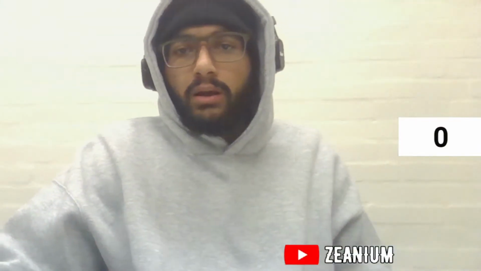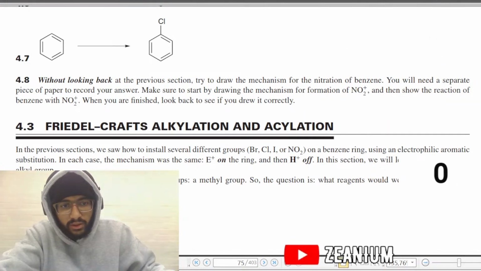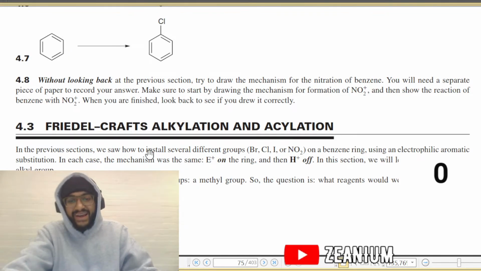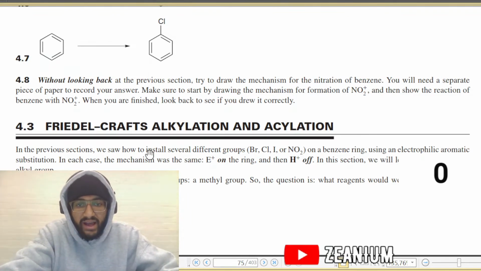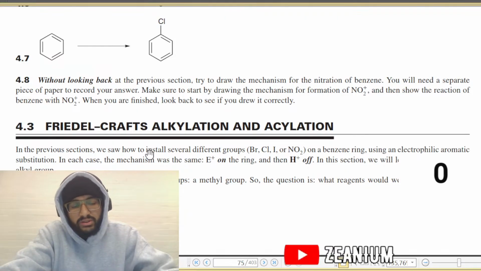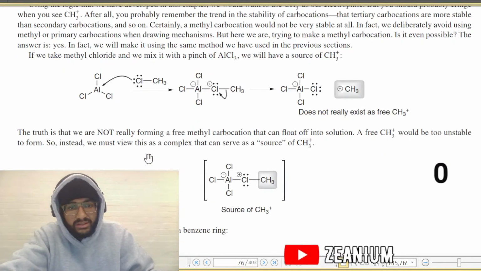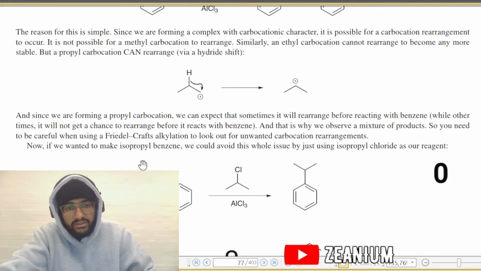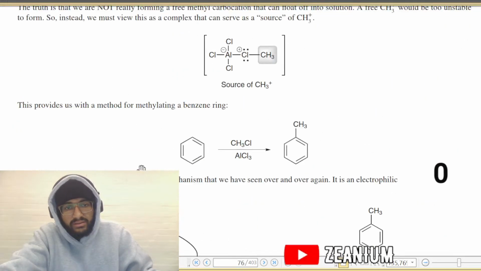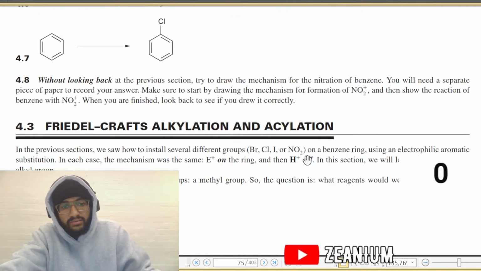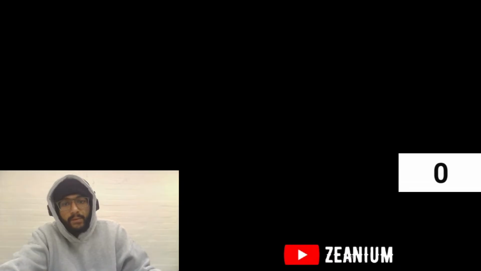So the next chapter is about Friedel-Crafts alkylation and acylation. I want to explain a bit next time. I want to read that next time.